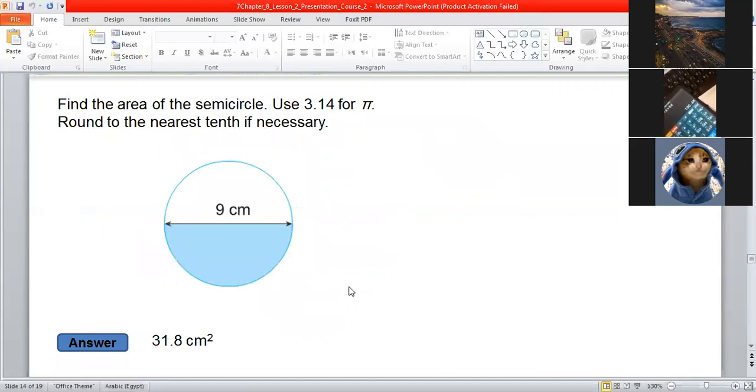Can you help me to solve the next example? This is the last example. He gives me, I need the area. Read the head of the question, please. Okay. Find the area of the semicircle. Use 3.14 for pi. Round to the nearest tenth if necessary.